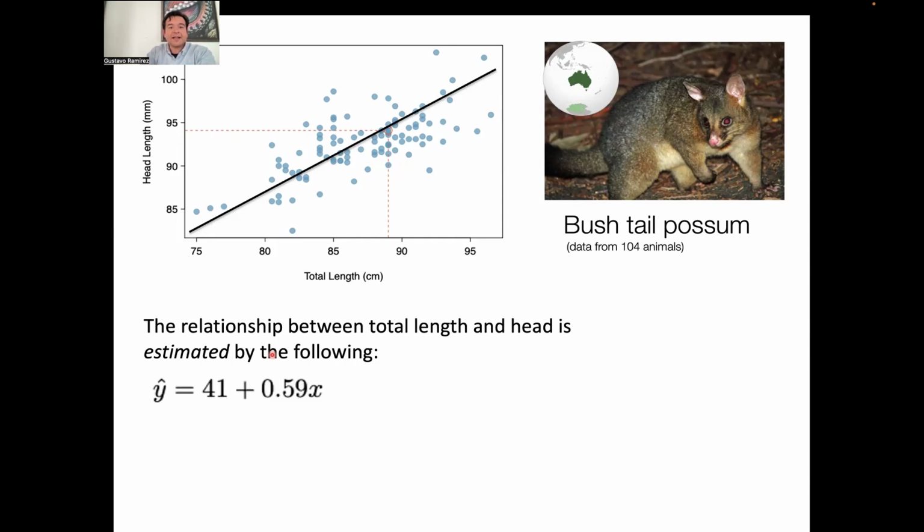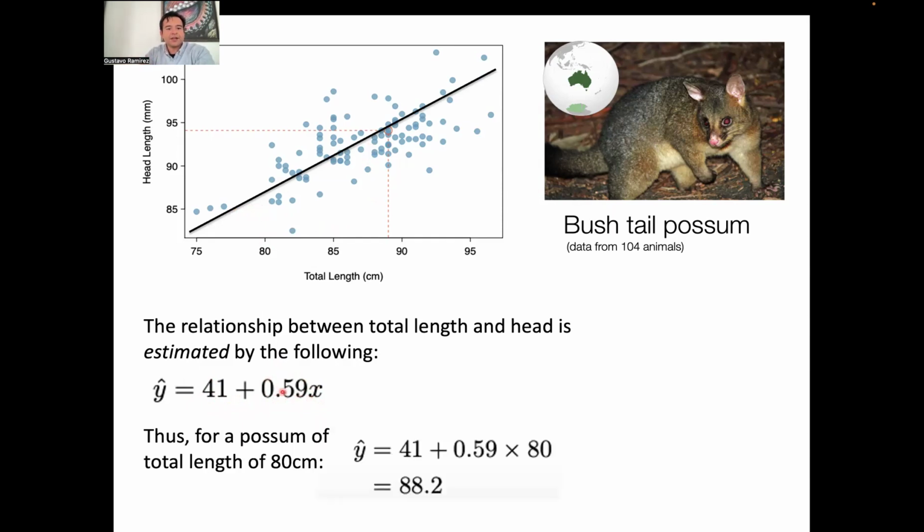All right. That trend can be summarized mathematically, and this is the equation for that line. Again, 41 would be the y-intercept, 0.59 would be the slope, the rise over the run. So for every one movement in the x direction, from 80 to 81, how many units of y do you move up? 0.59. So that's what that represents, again, rise over run or slope. Thus, for a possum of a total length of 80 centimeters, we're able to now make a prediction.